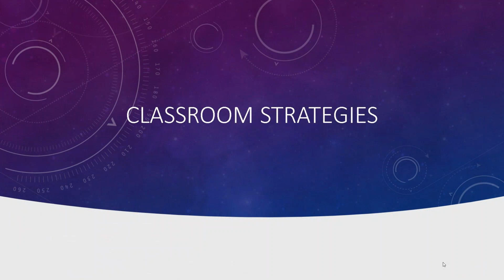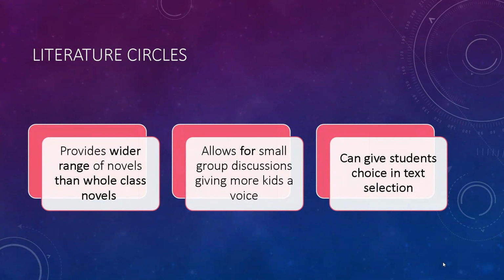All right, so as we move into the classroom strategy section, these are going to be geared from my personal experience in the classroom. One of the things that I have found particularly successful and beneficial is the use of literature circles. The simple way that this works within our room is that I have a selection of 5 or 6 different books, and I allow my students to group up.